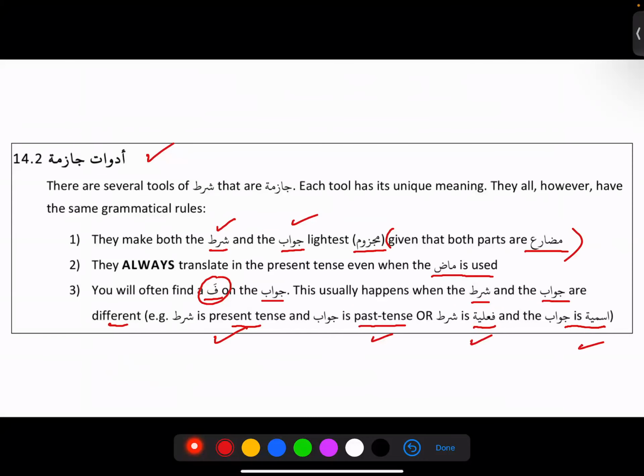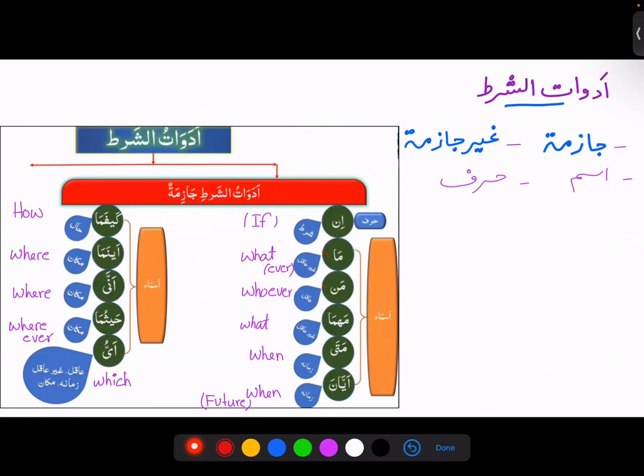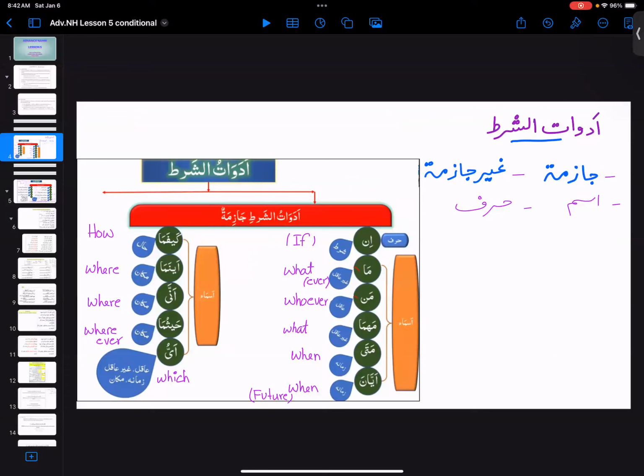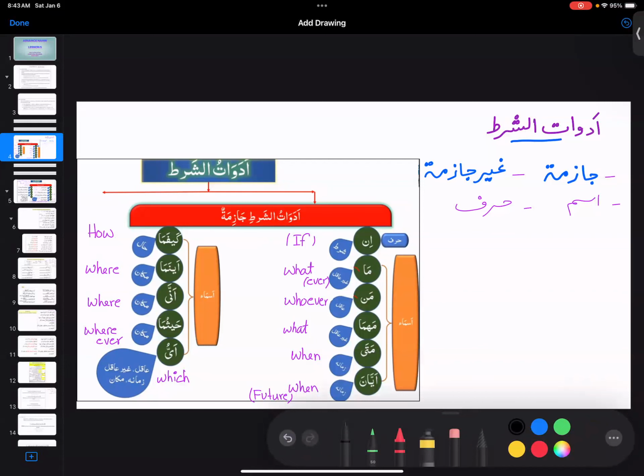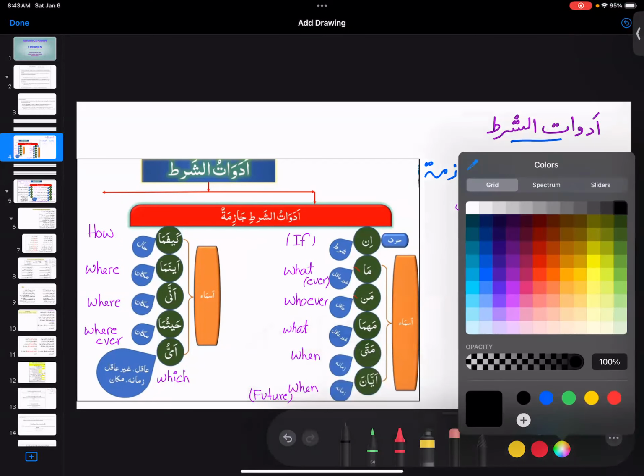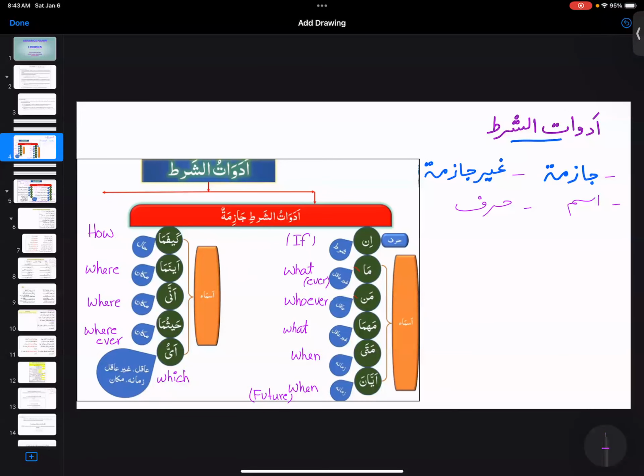Okay, so now let's see. We learned that our advatu shart could be of two kinds. We are dividing them into two. What are they? Jazima and ghair jazima, right? And then we should also remember that our advatu shart can be ism or what else? Harf. Okay, so our advatu shart could be ism or harf. Sometimes they are ism and sometimes they are haruf.